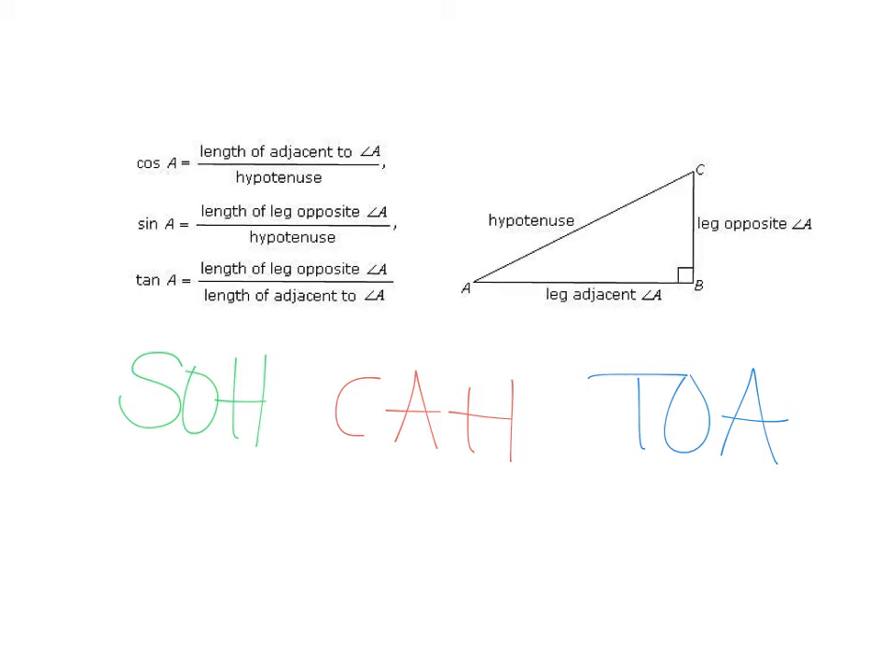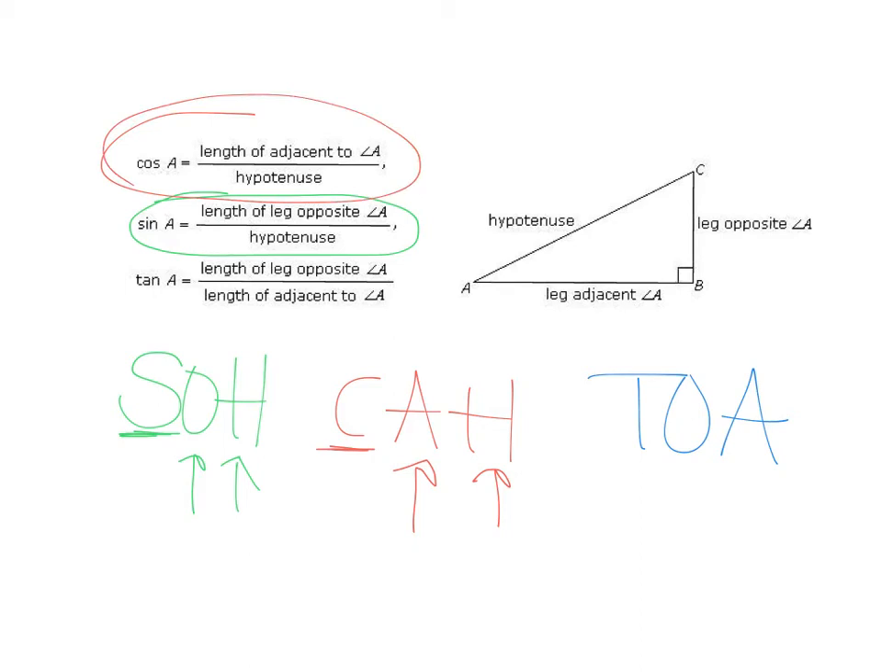So again, this S stands for sine. It tells you it's going to be opposite over hypotenuse. That's what this is showing you here. It's the length of the opposite from angle A over the hypotenuse. And then we have C stands for cosine, and it's the adjacent over the hypotenuse. That's what this one's showing you here. It's the adjacent one to angle A over the hypotenuse. And then finally we have TOA, T for tangent, and that's the opposite over the adjacent.